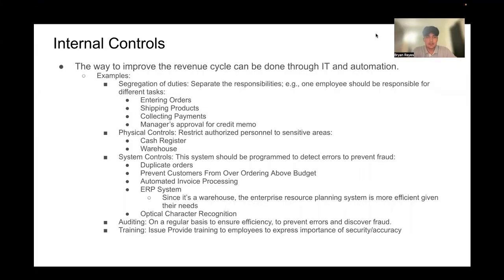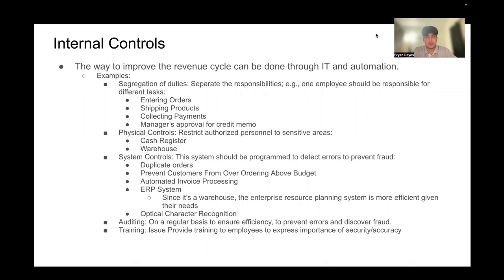In conclusion, this is a summary of the internal controls of our company. The way to improve the revenue cycle can be done through IT and automation. For example, segregation of duties to separate the responsibilities, where one employee should be responsible for different tasks, such as entering orders, shipping products, collecting payments, and getting managers' approval for credit memos. Another example is physical controls, where we restrict access to authorized personnel for sensitive areas, such as the cash register and the warehouse. Another example is system controls.